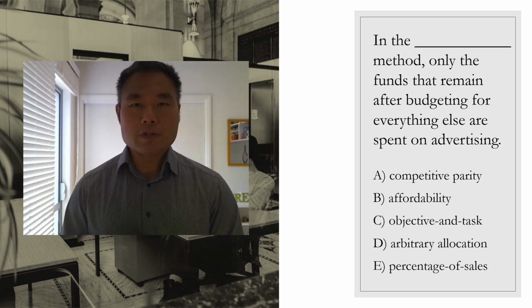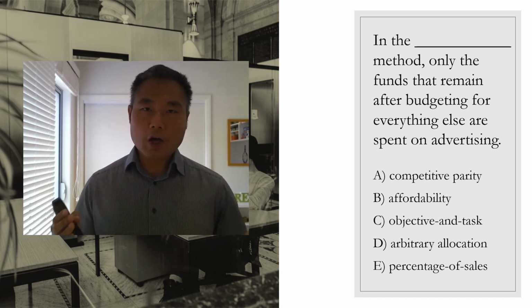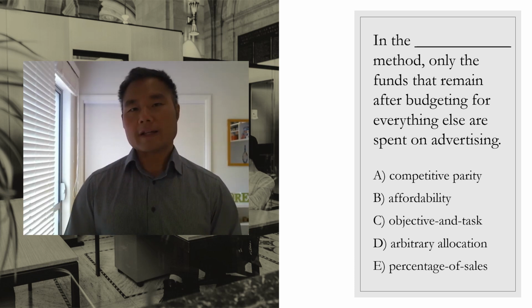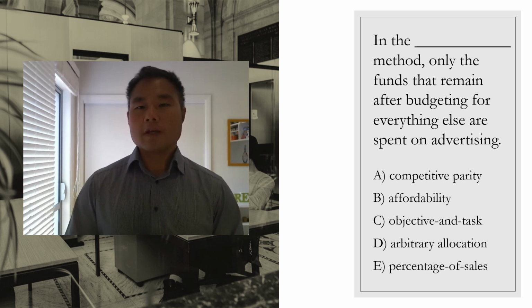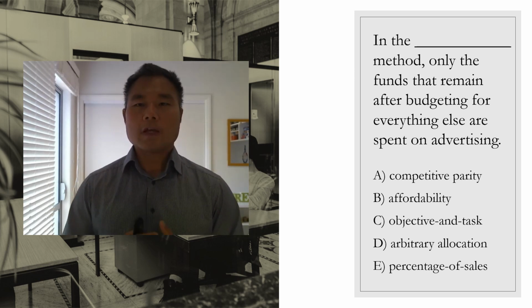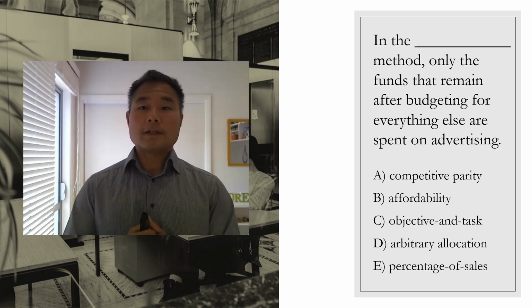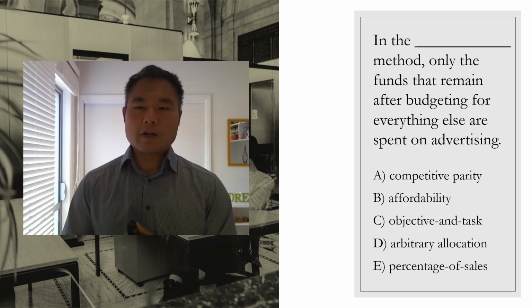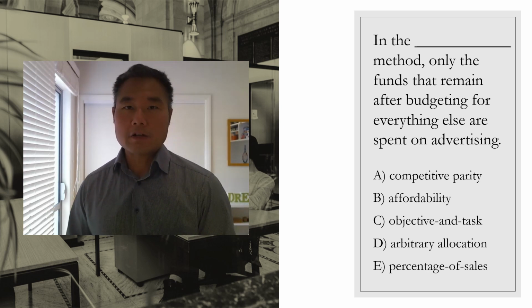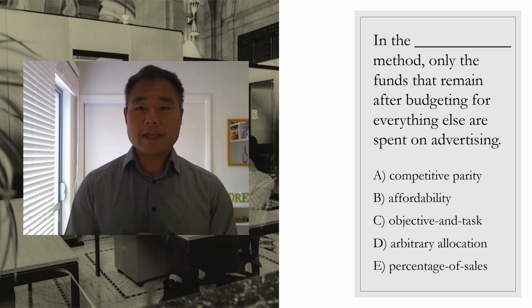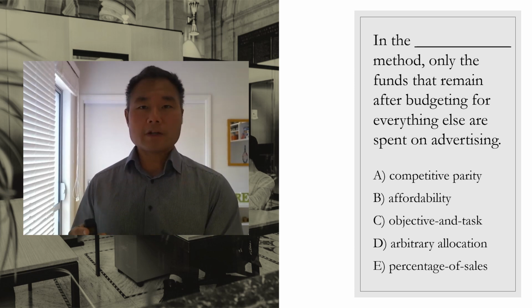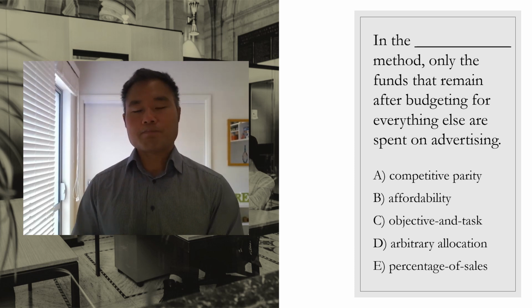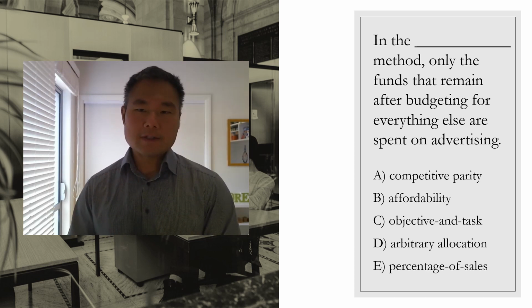So the second question, continuing on with different ways of allocating advertising budget, is this question here. In the something method, only the funds that remain after budgeting for everything else are spent on advertising. Okay, so we know that that can't be the competitive parity method, because I've just explained that that method is based on looking at what others are spending, other competitors, and then trying to be on par with them. So we know option A is not correct.